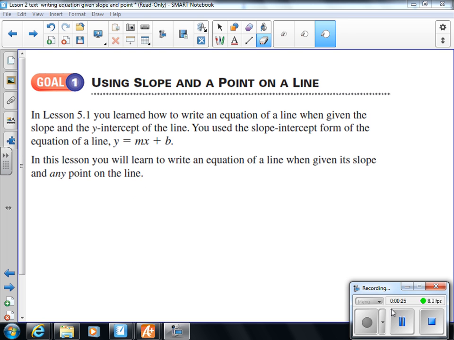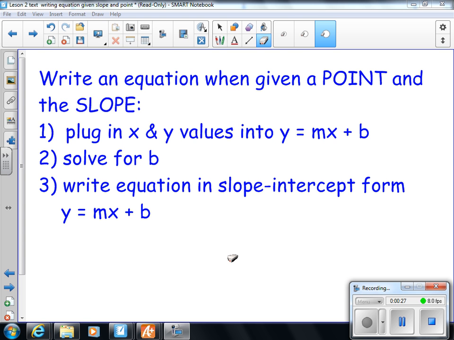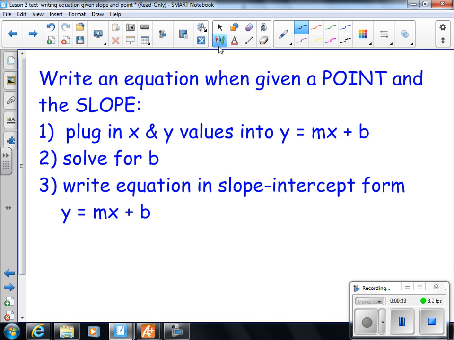So it's not going to be quite as easy. Here are the steps that we're going to follow. To write an equation when given a point and the slope, the first thing is you're going to have to find the y-intercept because we have the slope. And earlier you told me the two things that you need in order to write the equation of a line are the slope and the y-intercept. Well, we're given the slope, but we don't have the y-intercept. So we have to find it.